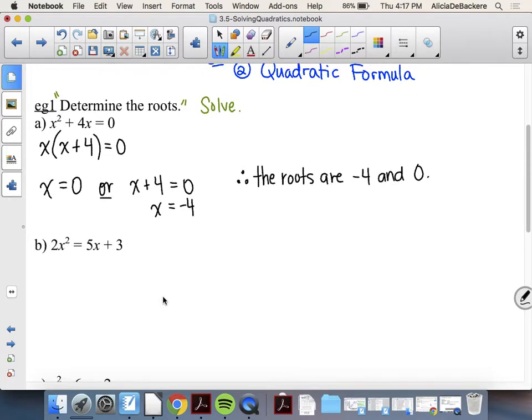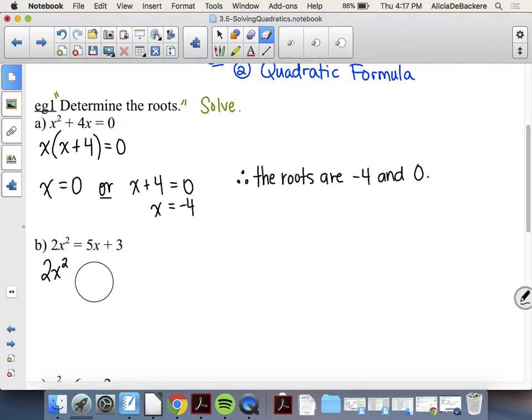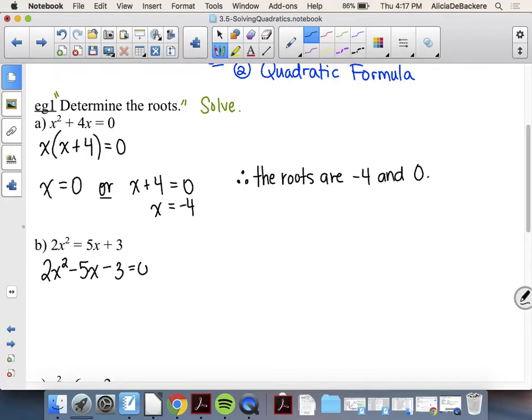So part B, we've got another example here of an equation, and I want to know what's the value for x that would make the left side equal the right side. Now we know step 1 is I have to set it equal to 0 before I can factor. So I'm going to move the 5x and the 3 to the other side of the equal sign, by subtracting them. They're both being added on the right-hand side, so I subtract them over to the left. Now that that equals 0, I'm going to try to factor this.